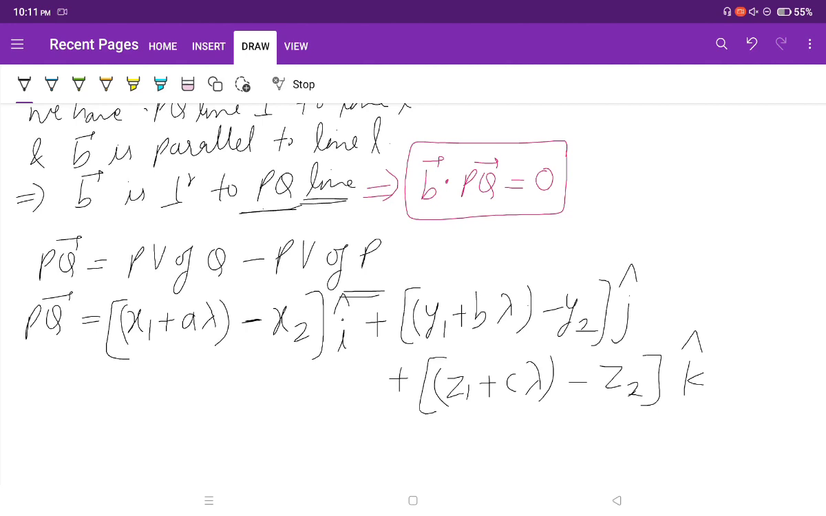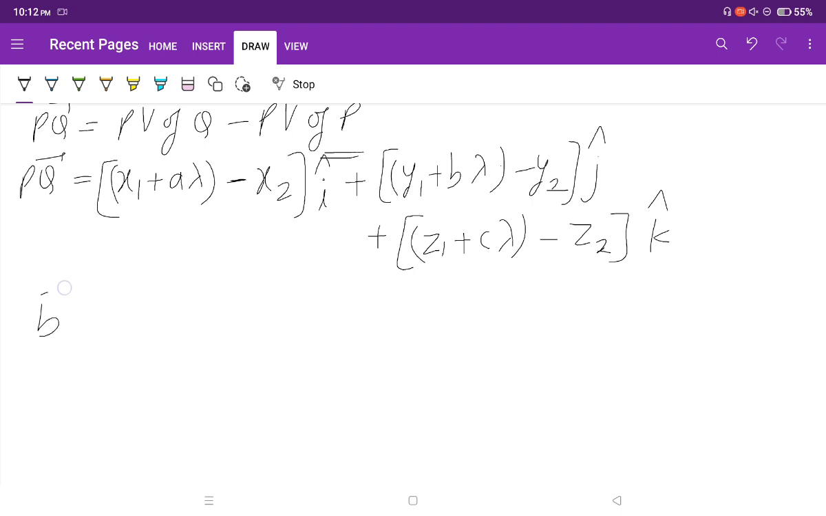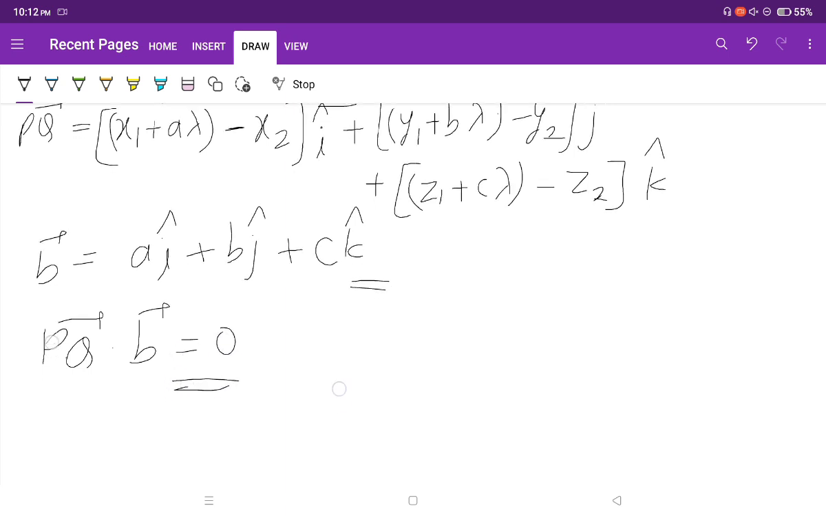Now how do you write a position vector? Nothing but use the coordinates, with the x coordinate you have i cap, similarly j cap and k cap. Now we have B vector as a i cap plus b j cap plus c k cap, right? Now we have PQ vector dot B vector equals 0.